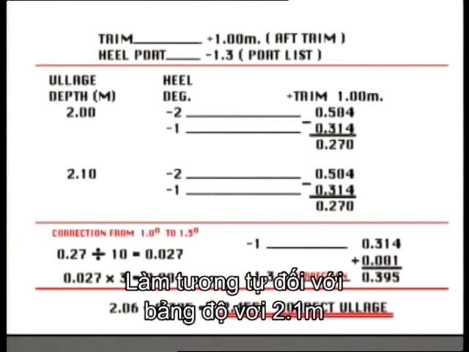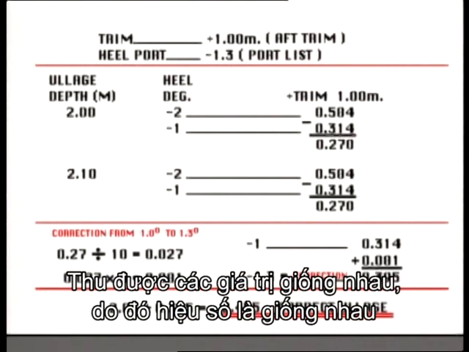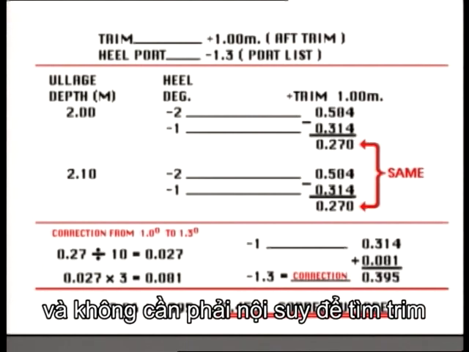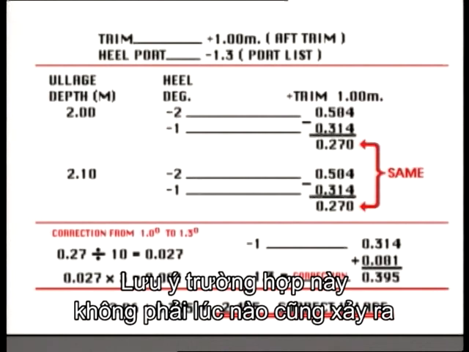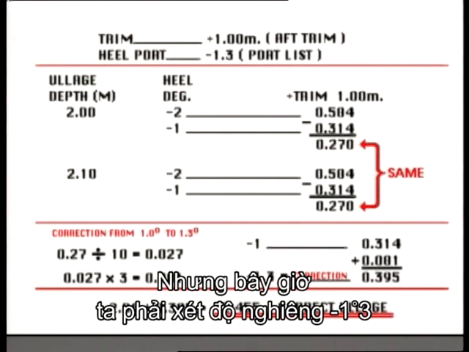Do the same thing in the table for 2.1 metre ullage. In this case, the same factors are obtained, so the difference is the same and no interpolation for trim is required. Note this is not always the case. But now we must allow for the heel of negative 1.3 degrees.